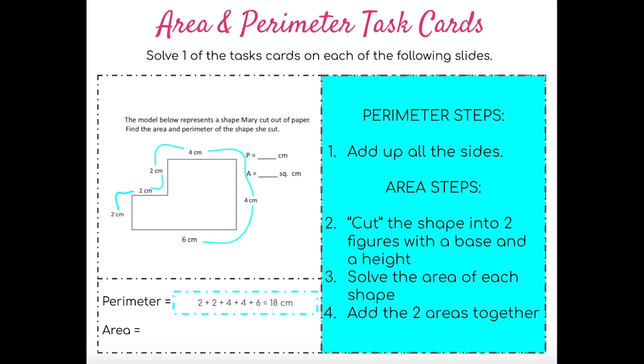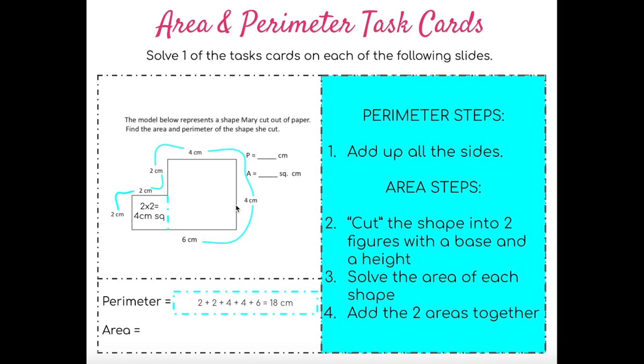In order to find the area, I would then cut the shape into 2 figures, both with a base and a height. As you can see, I cut the shape into 2 squares, and for this square, my base would be 2. Even though it's up here, it's still a base, it's still the same length, and my height is 2. For here, same thing. My base is going to be 4. Even though it's up top, I'm going to drop it down, so 4 times 4.